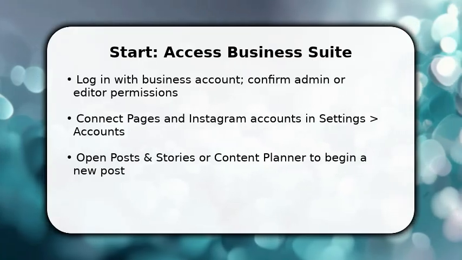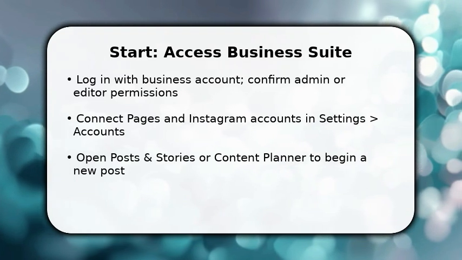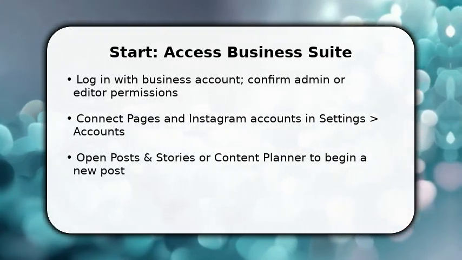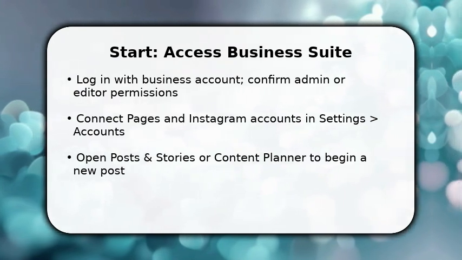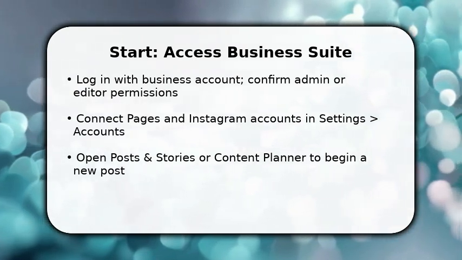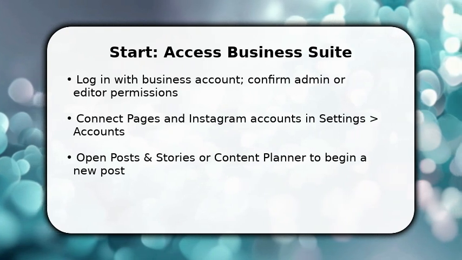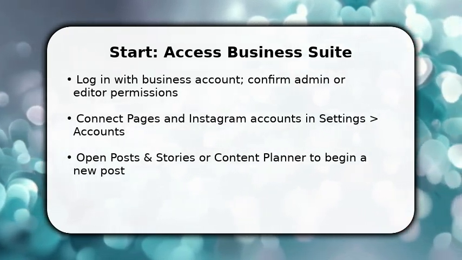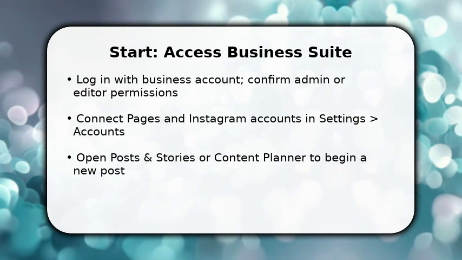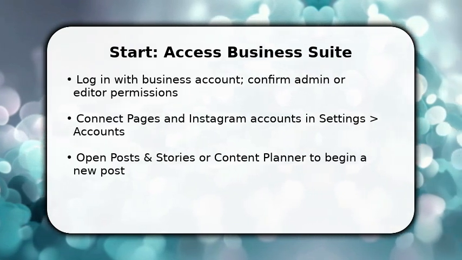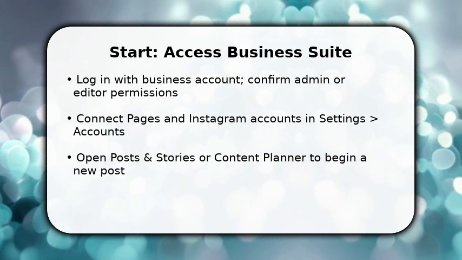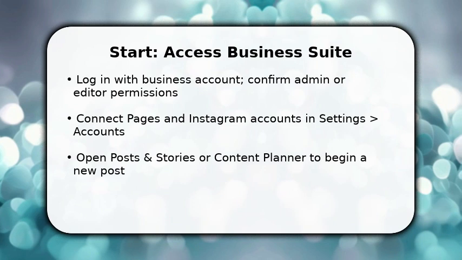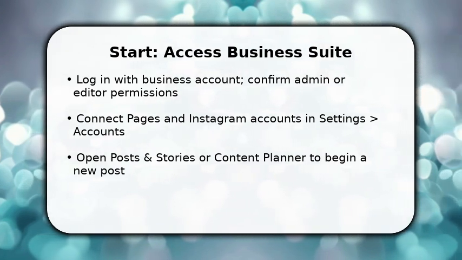You begin by signing into Business Suite with a business account that has admin or editor rights. This ensures you can schedule. Once logged in, go to Settings and confirm the correct Facebook page and Instagram profile are connected, because scheduling requires linked accounts. Then open Posts and Stories or the Content Planner to create a new post. Make sure to choose the correct destination channels up front. Doing that avoids reposts and saves time when composing and scheduling.